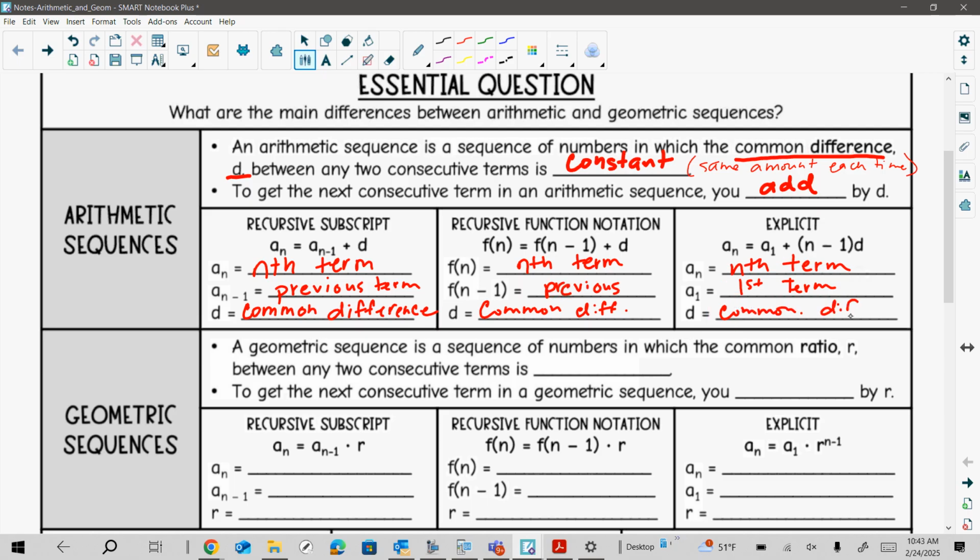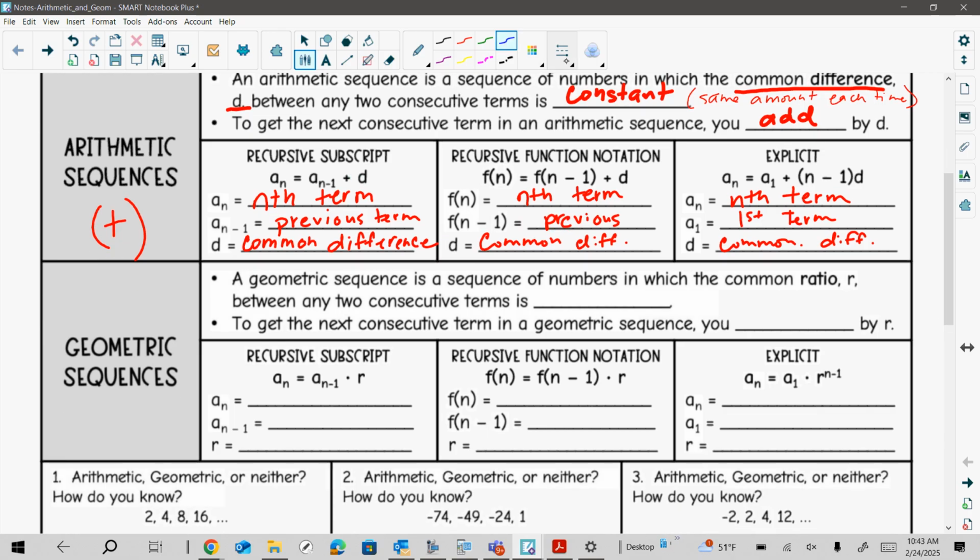So in the recursive function notation, are we going to be multiplying? Does this parentheses mean that? Well, in this one here, where the n minus 1, you're going to do that part first to get the term we're referring to, and then add D. So anytime we're talking about arithmetic, we're dealing with addition. The recursive part is the n minus 1 here, the subscript. I get it. Yeah.